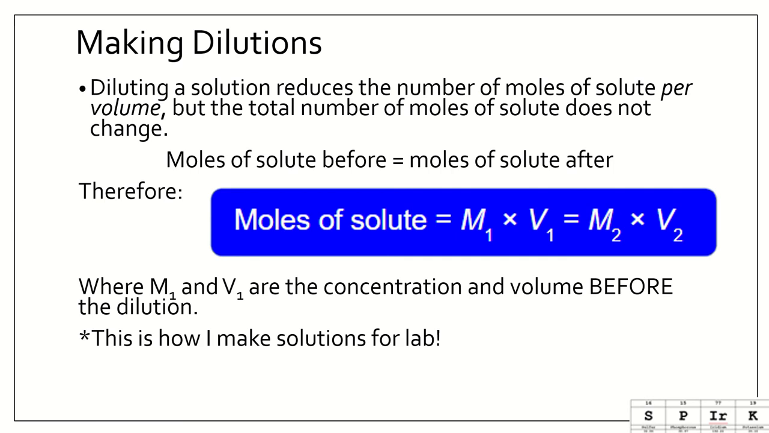So again, when I buy sulfuric acid, I usually buy about 6 molar sulfuric acid, but a lot of our labs only need 1 molar. So I use this equation to dilute it down to 1 molar because I don't need you guys getting hurt.